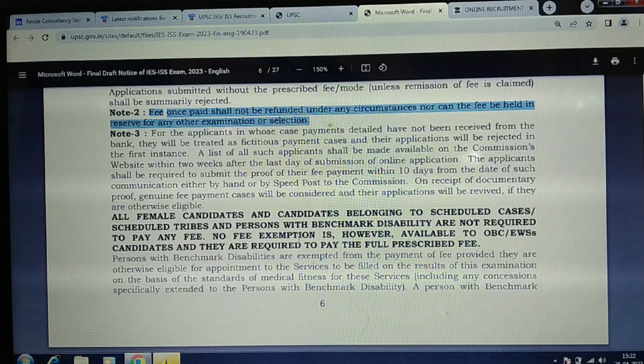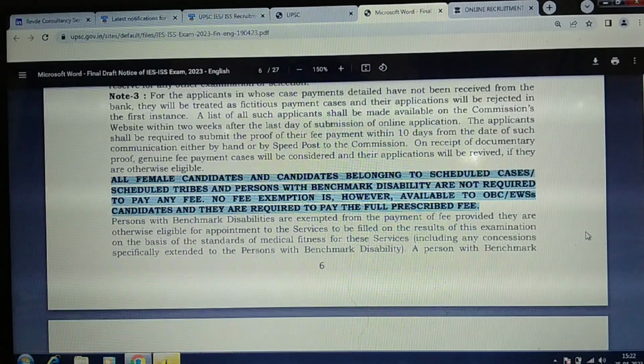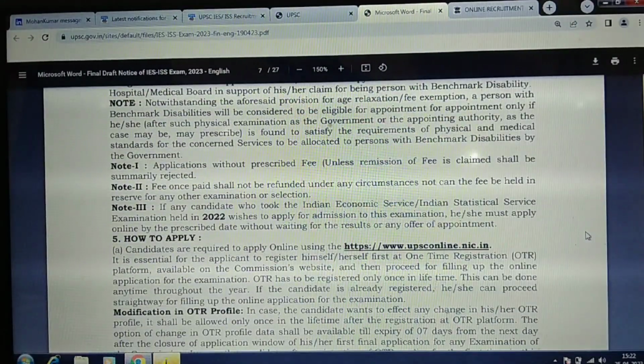All female candidates and candidates belonging to Scheduled Castes, Scheduled Tribes, and persons with benchmark disability are not required to pay any fees. Yes, there are no fees for these SC/ST, female and benchmark disability candidates. The details are given here, highlighted already. So you can note this point, which is very important.